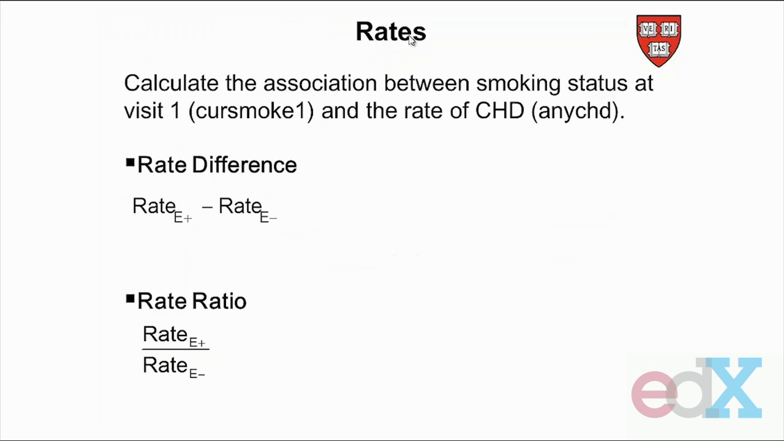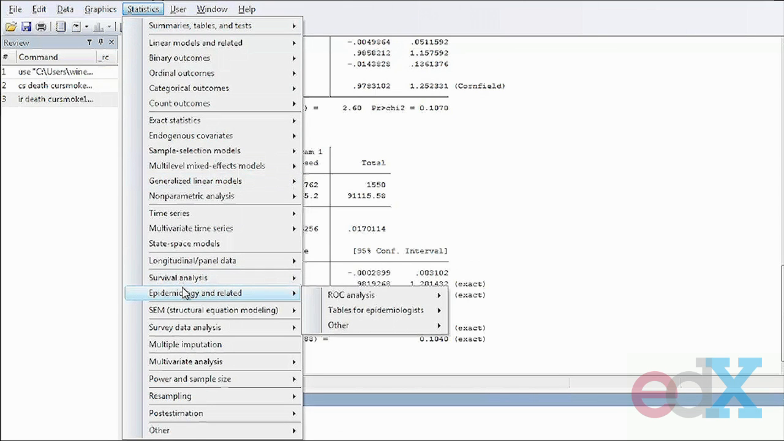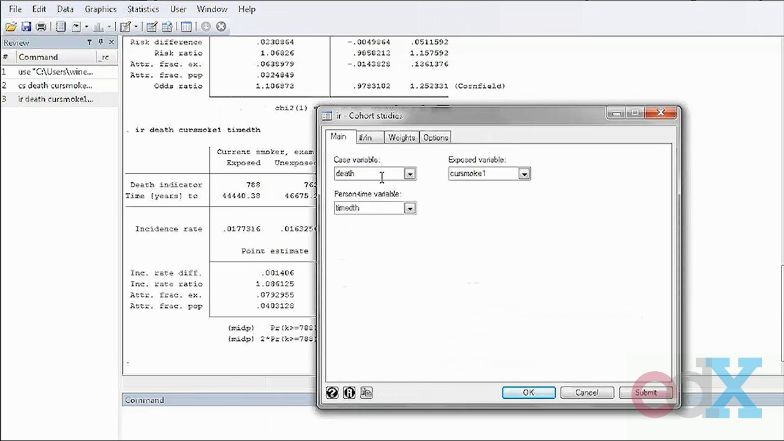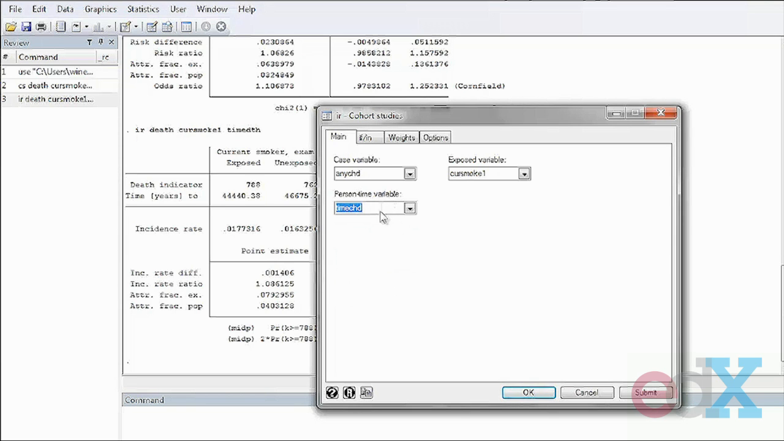The next thing we'd like to do is calculate rates for the association between smoking status at visit 1 and the rate of coronary heart disease. And again, we can calculate a rate difference or a rate ratio. In STATA, we're going to go back to Statistics, Epidemiology and Related, Tables for Epidemiologists, Incidence Rate Ratio. Our case variable is now going to be NECHD. Our exposure variable remains cur-smoke1, and our person time variable is now going to be switched to time CHD, because we want to censor people when they have CHD, not when they die.